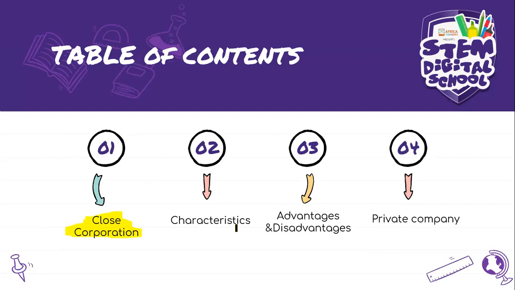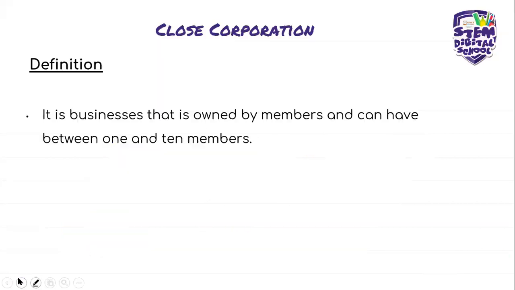Welcome to those who have just joined us, guys. Welcome to our class. Now, what is a close corporation? A close corporation is a business that is owned by members and can have between 1 and 10. So it's not different from a partnership. Can you see? It's also a business, but a close corporation can have one person and also more than one person. So now it's a bit tricky because it says 1 to 10.